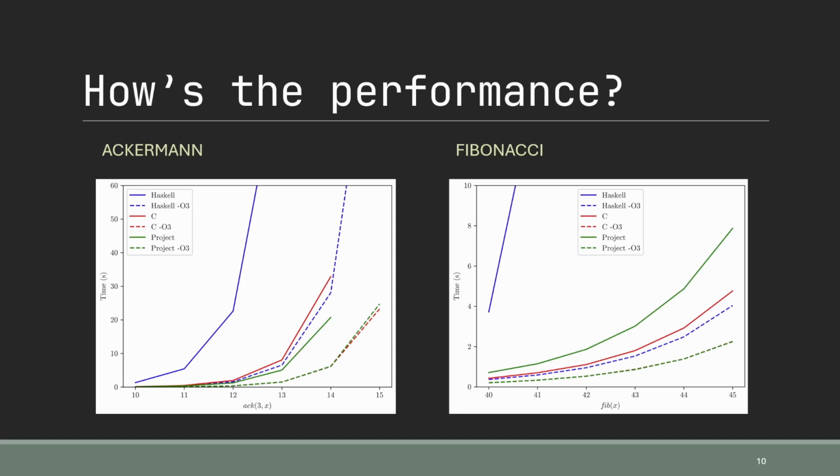First, Haskell is considerably slower than the other two languages. This could be down to its unique lazy evaluation strategy, where it's suboptimal in certain situations like these. Having said that, in the final Ackermann test, only Haskell was able to actually execute the program without crashing for the non-optimized runs. Secondly, C and the project perform very similarly, even identically in the optimized cases.